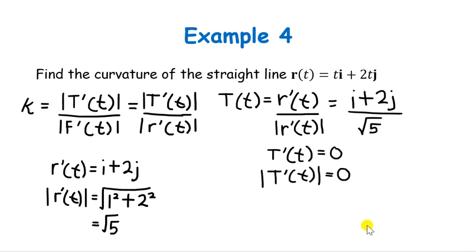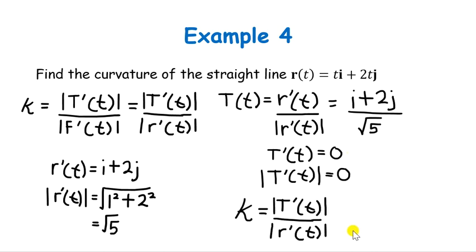If we find the magnitude of the derivative of tangent, we will also obtain 0. So I write down again the equation for the curvature: the magnitude of the derivative of tangent divided by the magnitude of the derivative of r. I plug in all the values, and you will get 0 divided by the square root of 5, which eventually gives you a value of 0. So your curvature is 0. And that's how example 4 can be solved.